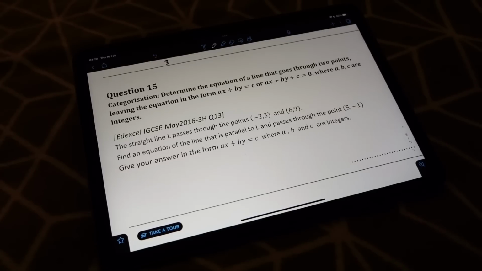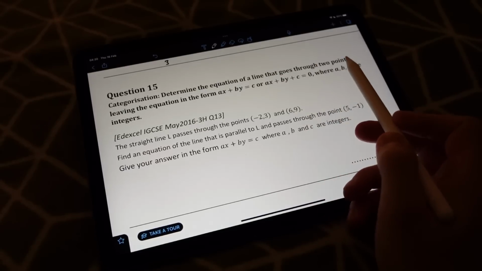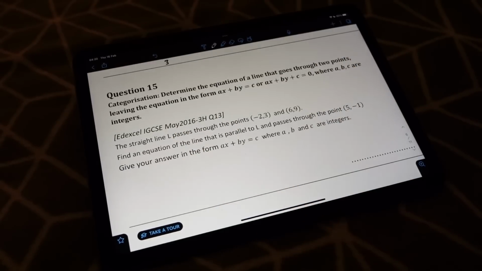Question number 15. The categorization is determine the equation of a line that goes through two points, leaving the equation of the form ax plus by equals c, or ax plus by plus c is equal to 0, where a, b, and c are integers. Okay, the line L passes through the points (-2, 3) and (6, 9). Find an equation of the line that is parallel to L and passes through the point (5, 1).